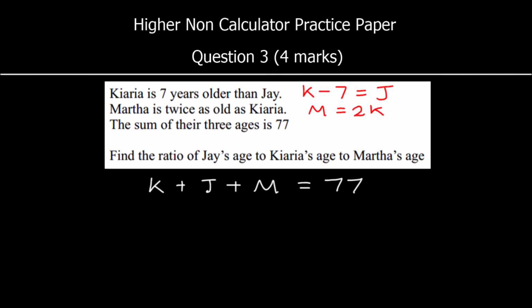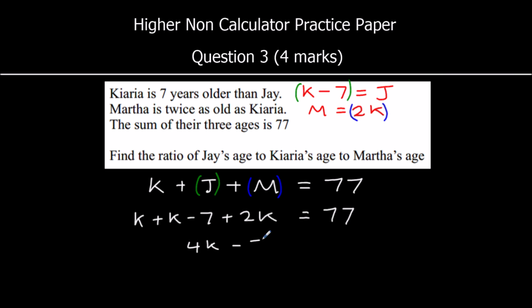And I can change J into K minus 7. I can change M into 2K. So I have an equation just in terms of K. So K plus K minus 7 plus 2K equals 77. So simplifying, I've got 4 Ks take away 7 is equal to 77.